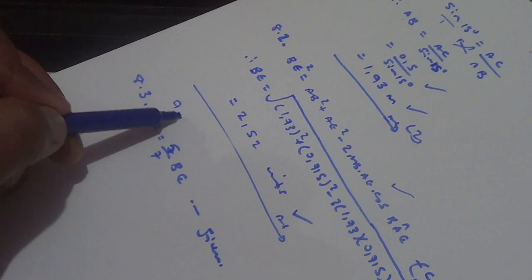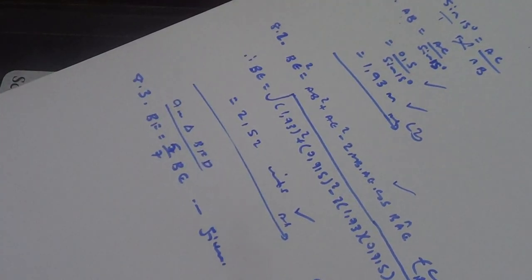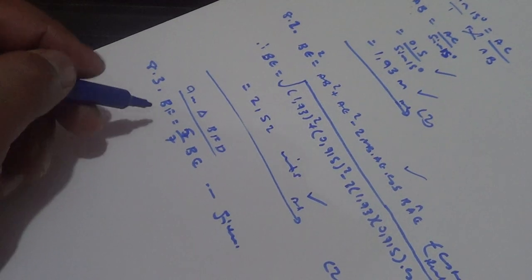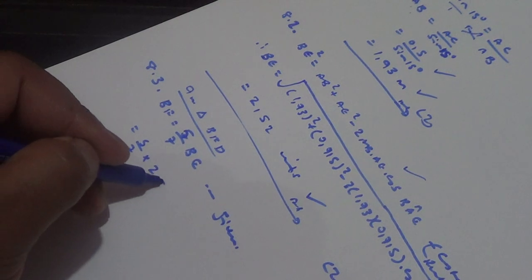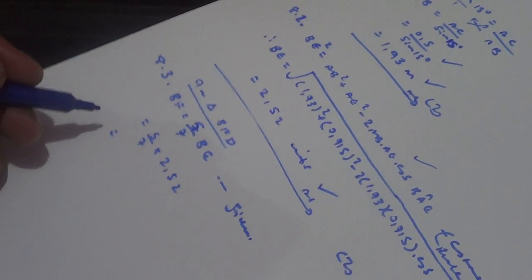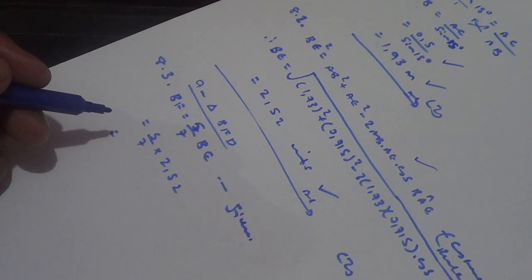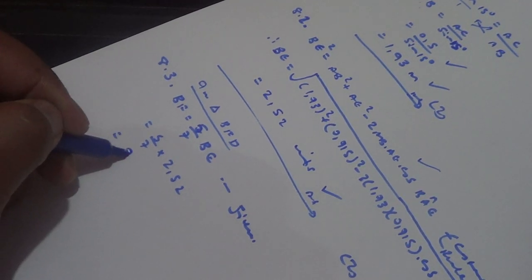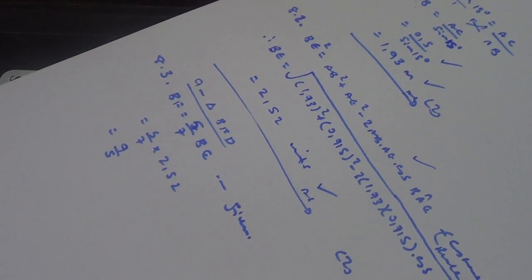Okay, let's say in triangle BFD. My statements need to be in order now, which is going to be 5 over 7 times what we got, 2,52. Let us see, what is that? 5 over 7 times 2,52 gives me 9 over 5, okay? Which is 1,8, it's fine.